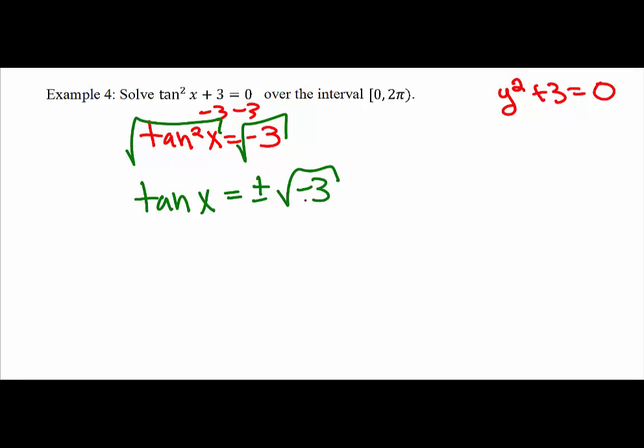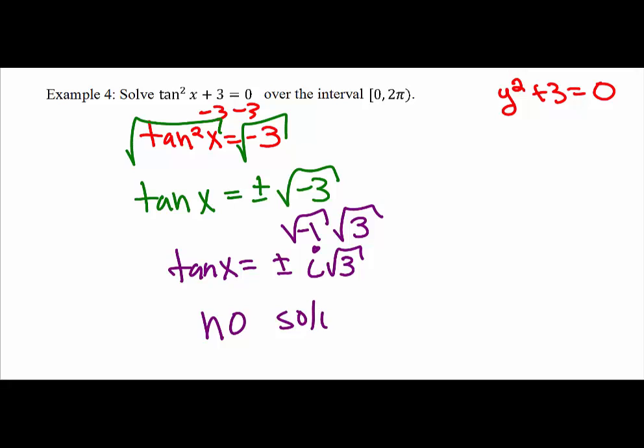Well, if we think back to our algebra days, the square root of a negative number would be an imaginary number. So we could think of it as the square root of minus 1 times the square root of 3, and the square root of minus 1 we know is i. Well, this would mean that we would have to have a tangent value of some angle give us an imaginary value. We have no imaginary tangent value, so this particular equation has no solution.